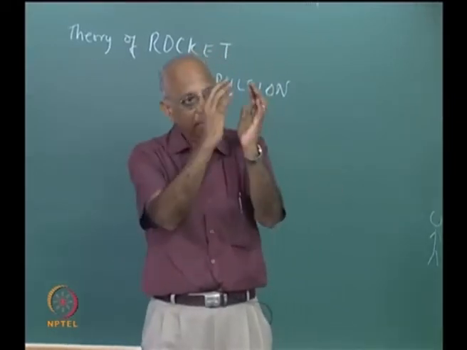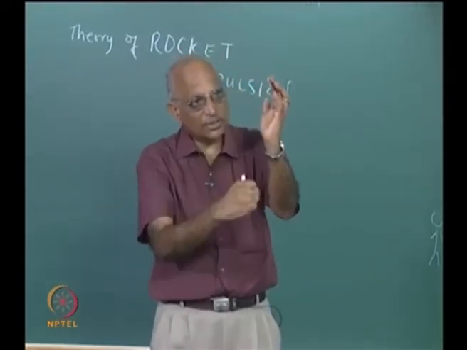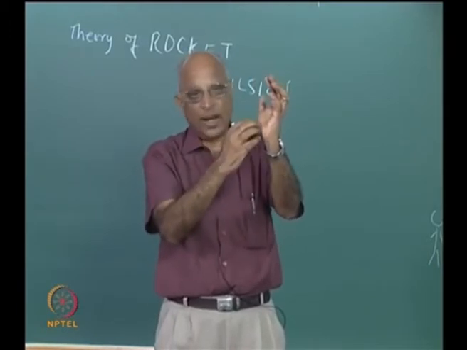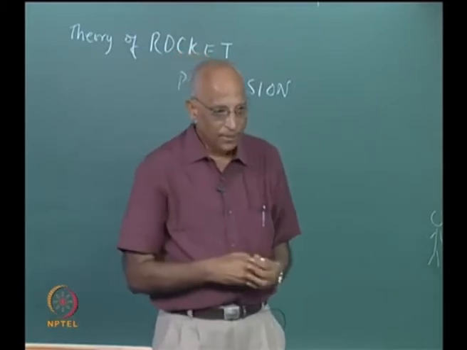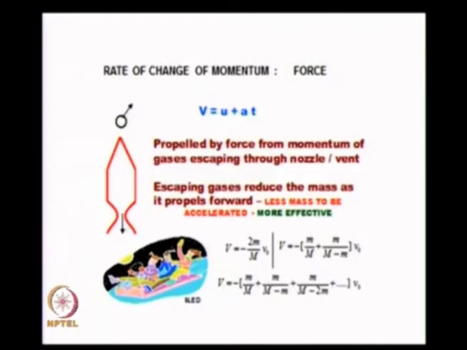Because when the net mass is decreasing and I throw one stone, I accelerate a lesser mass and I get a better velocity. Therefore, we find that when I throw one after the other, I do not have something like a stone being thrown in which case the net velocity is equal to u plus at, but since I am accelerating or forcing a lesser mass each time, I get much better velocity. This is what we said.